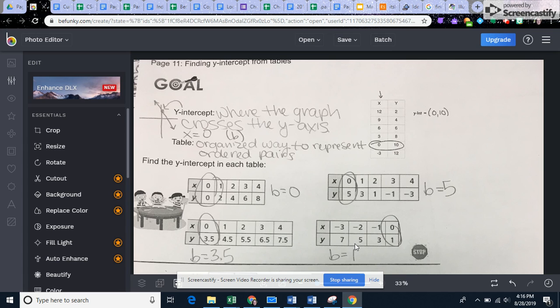Hi, on page 11, we will be finding y-intercepts from tables. And that is actually your goal. I guess I must have forgotten to write it. So your goal is I can find y-intercepts from tables.